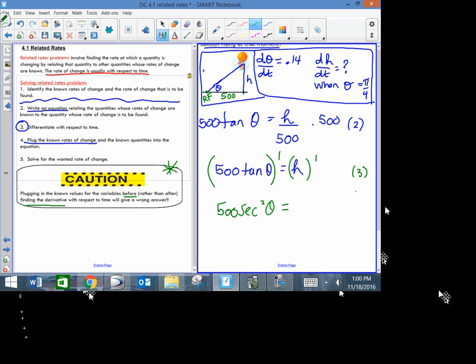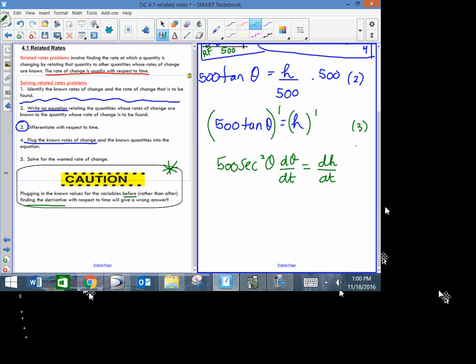Yes, we do d theta dt, because it's implicit; whenever we're not differentiating with respect to time, we have to include that. All right, and dH/dt. Okay, now what are we going to do? We're going to plug in.